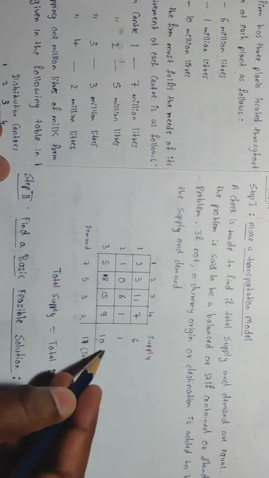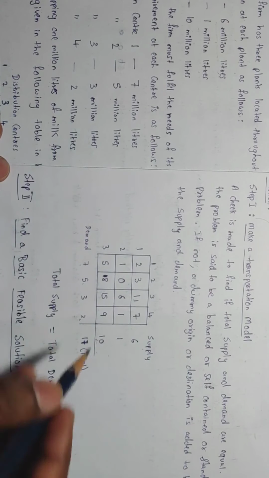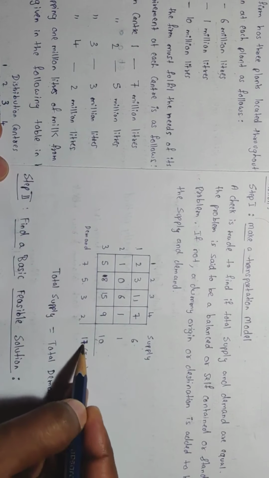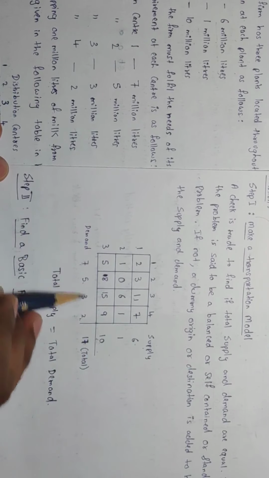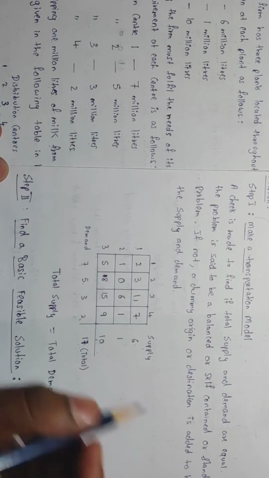Check that supply and total demand. Total supply and total demand are equal. Right. So when you check it, you can see that 6 plus 1 plus 10 is equal to 17. And 7 plus 5 plus 3 plus 2 is equal to 17. So total is 17. So it should match.